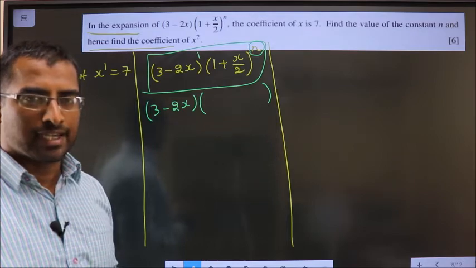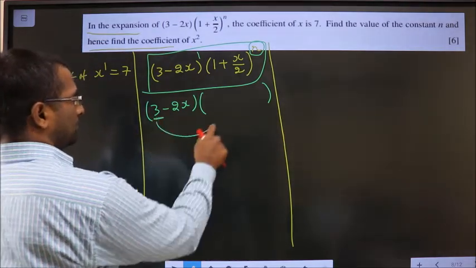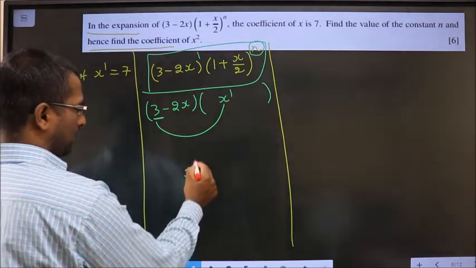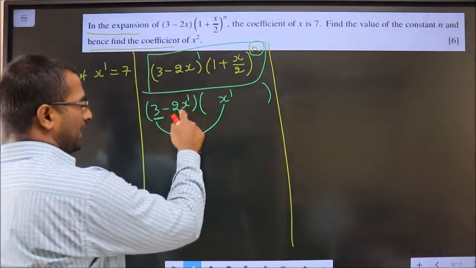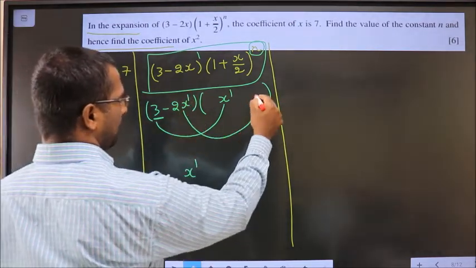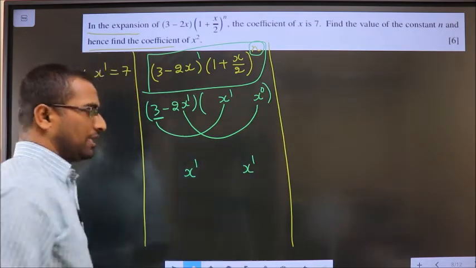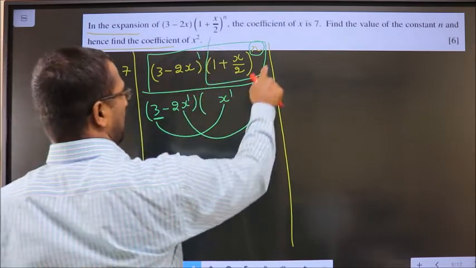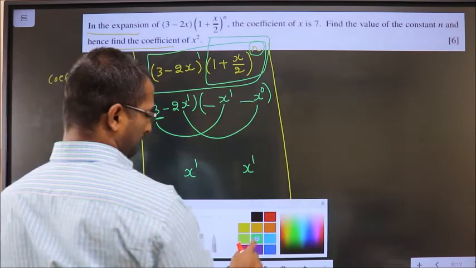And how do I decide that? Depending on this. Here it is 3, so 3 should be multiplied with x power 1. Then only I get x power 1. And here it is x power 1, so this should be multiplied with x power 0. Then only I get x power 1. Clear now? In this bracket, I need to find the coefficient of x power 1 and x power 0.